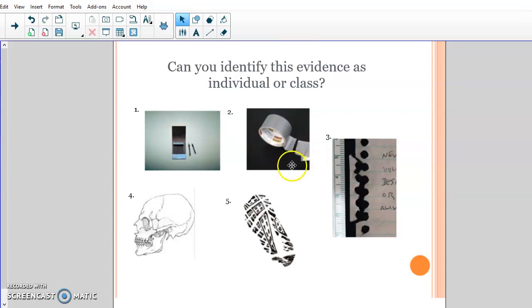So what about number 2? It looks like a roll of duct tape and a piece has been cut using scissors off of it. So if I put 4 rolls of gray duct tape here, could you tell if this one came from this roll, or this roll?